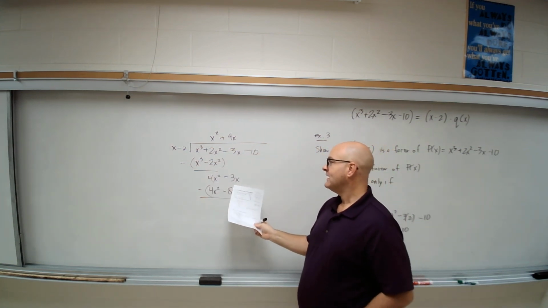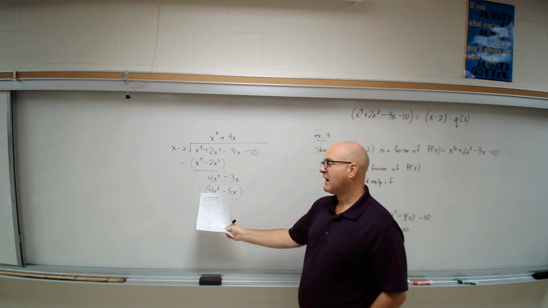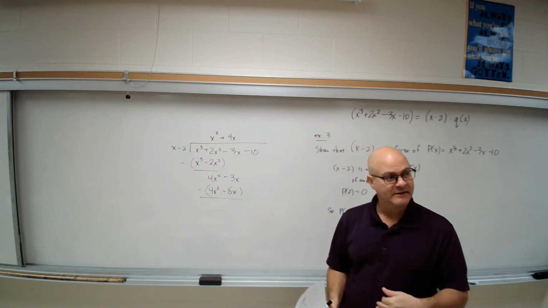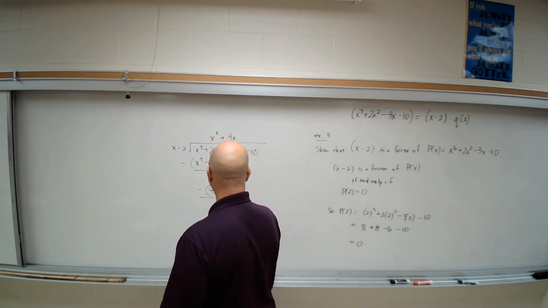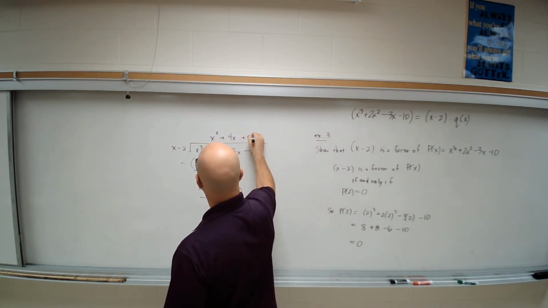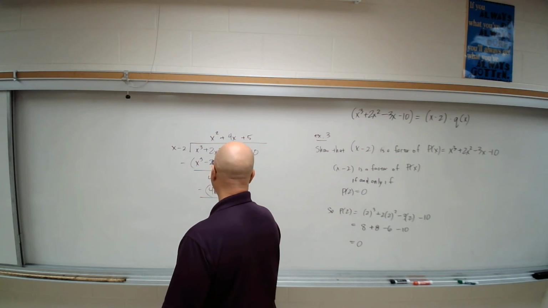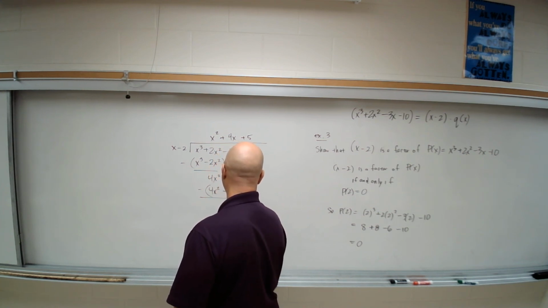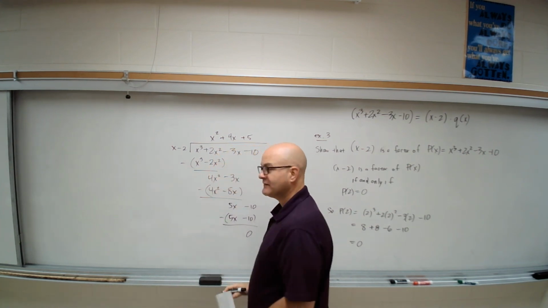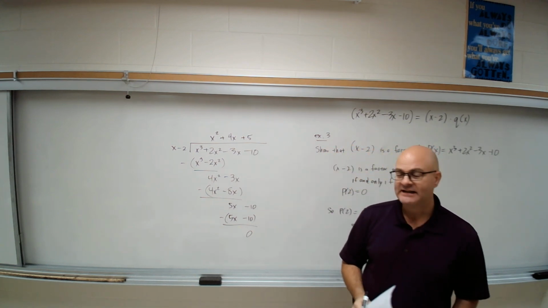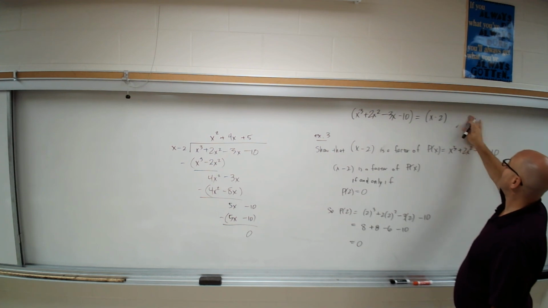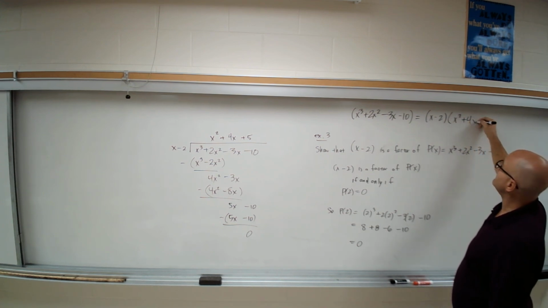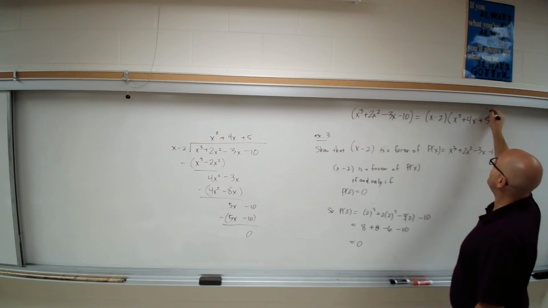Those cancel. Negative 3x minus a negative 8x, minus a negative becomes positive, so we're going to get 5x minus 10. Put a plus 5 up top. That gives us 5x minus 10, which gives us a remainder of 0. So we see it does work. It also tells us that the factorization is x squared plus 4x plus 5.